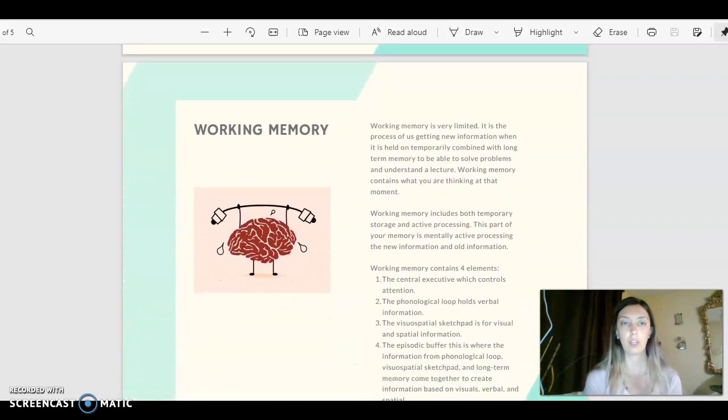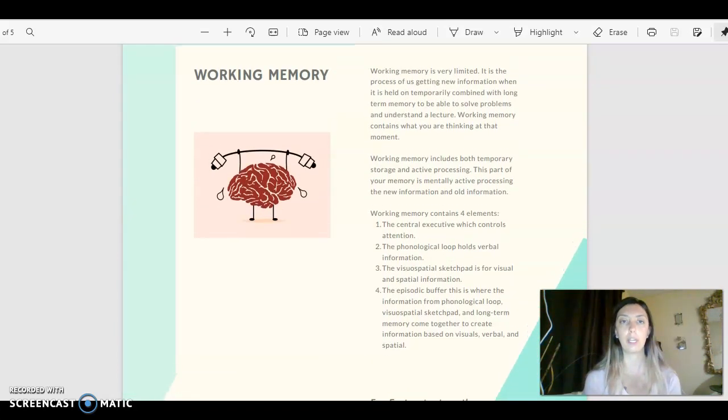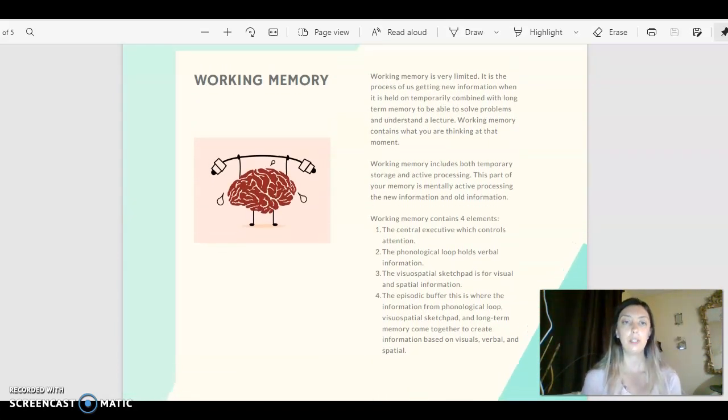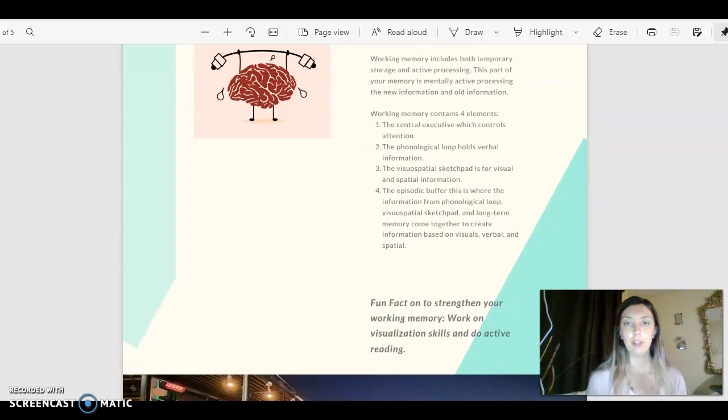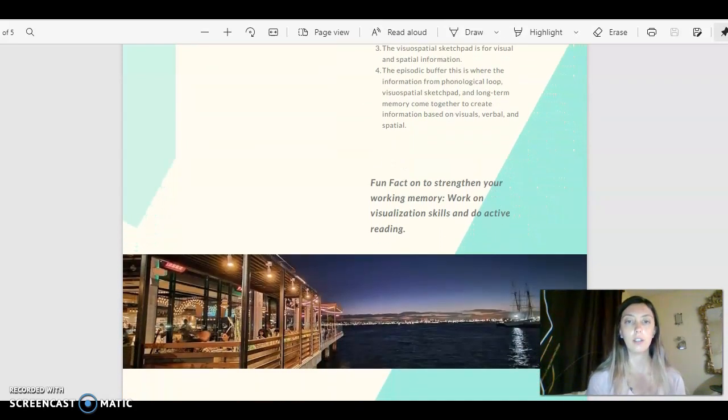Let's see. This next page is going to be about working memory. I put a picture of a brain lifting weights, because during this process our memory is working hard to get the information that we just learned and store it into our long-term memory. So it's like a workout for our brain. And on this one, I also did a fun fact. The fun fact to strengthen your working memory is work on visualization skills and do active reading.